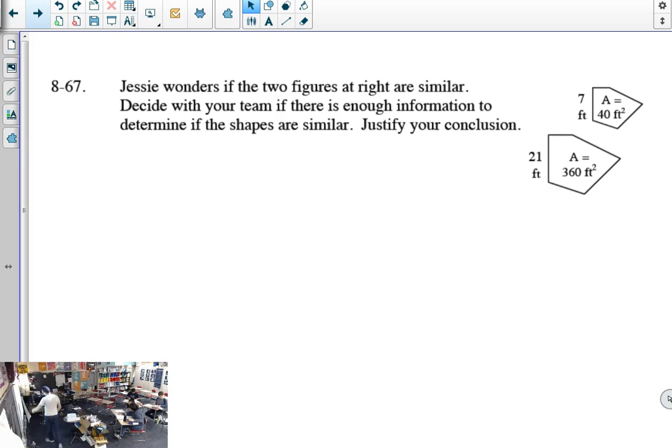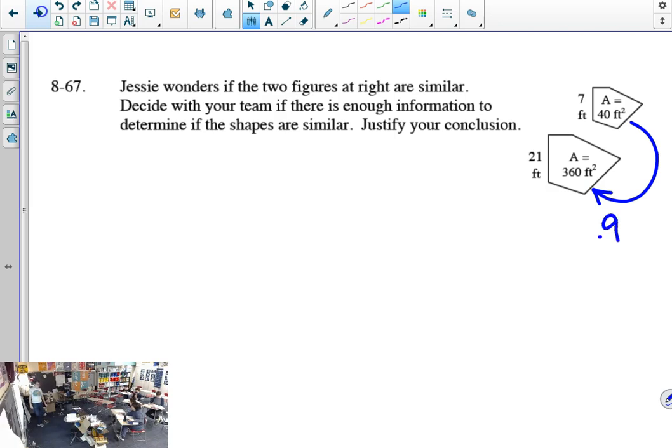That's shady. Real quick. What's the scale factor between the areas? 9. Nine, like times 9? Yeah. So what is the linear scale factor? 3. All right, you guys. Oh, I understand how it works now.